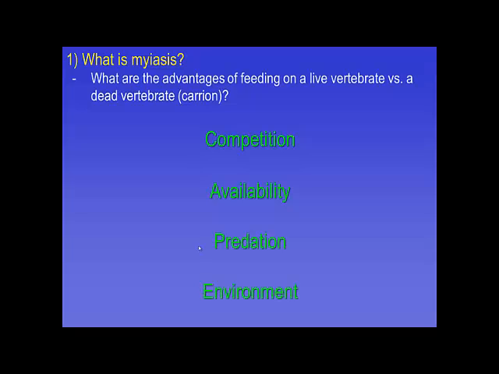So if we take all of these factors into consideration, you can see how there may be a substantial selective advantage if these dipteran larvae can overcome the host defenses. That is the primary barrier to living on a vertebrate host that is alive: being able to overcome those defenses of the host, either the behavioral or the physiological defenses, such as the immune system.